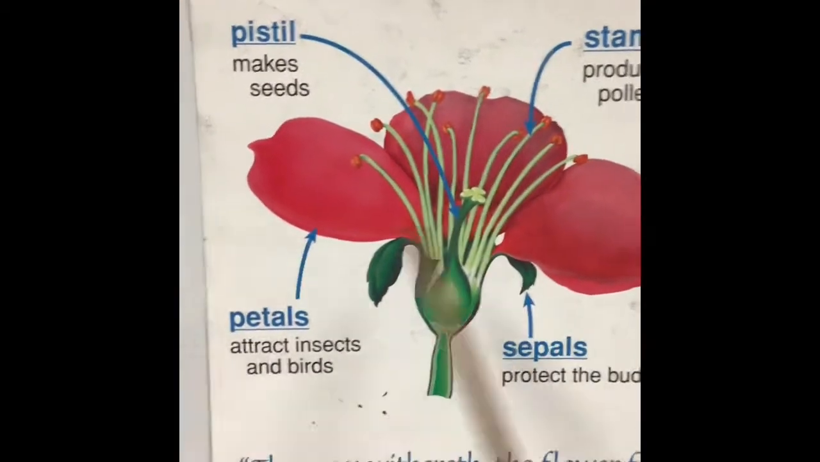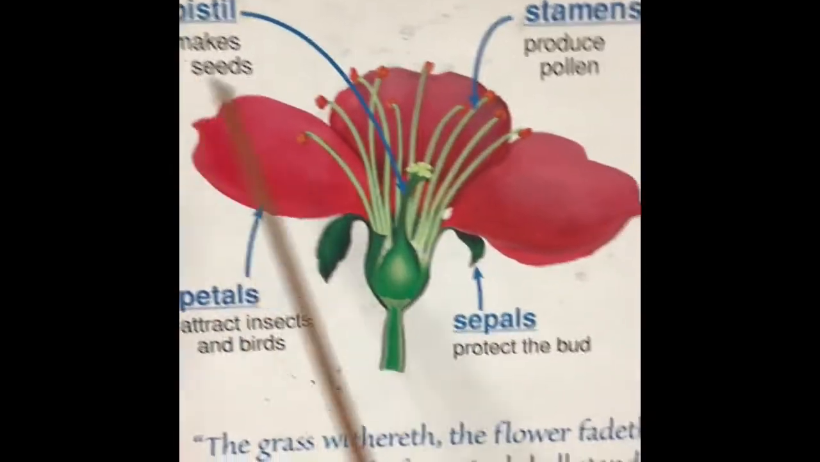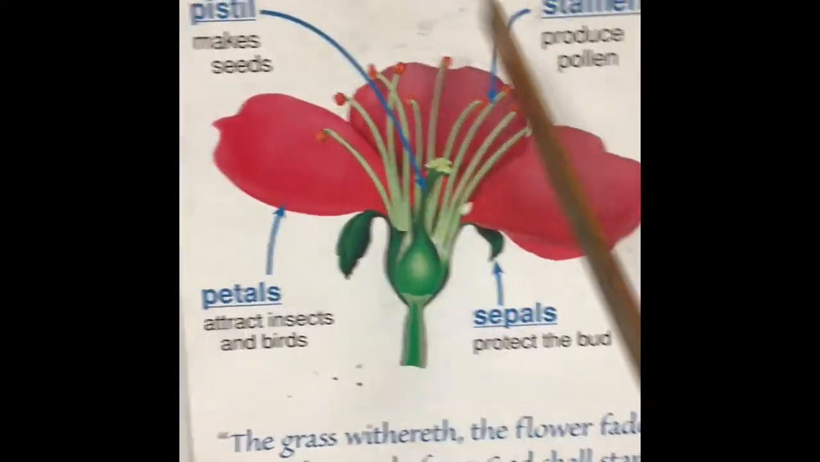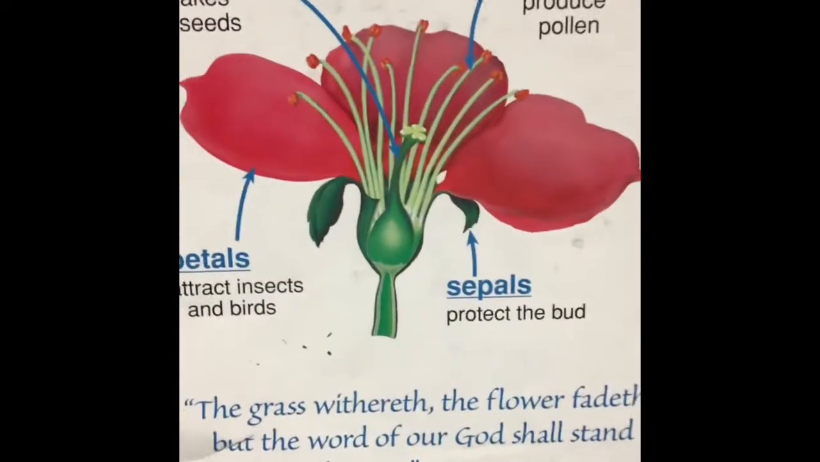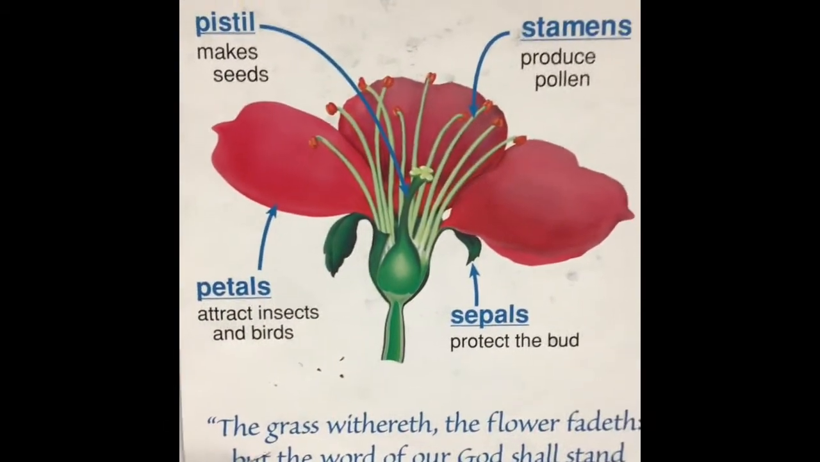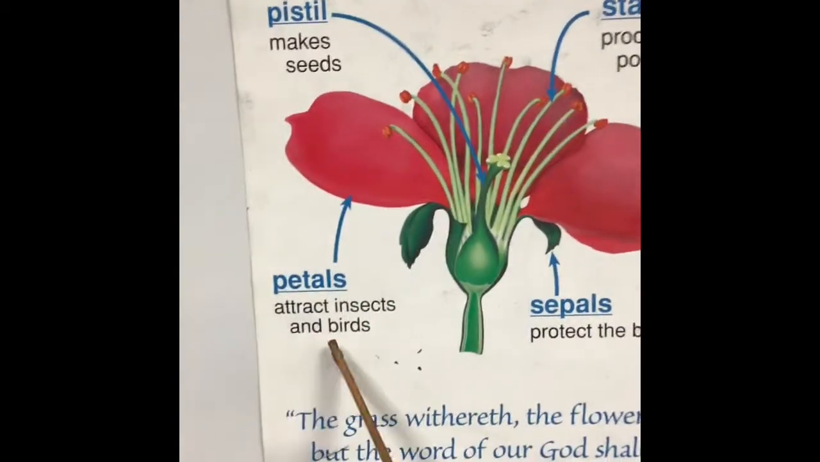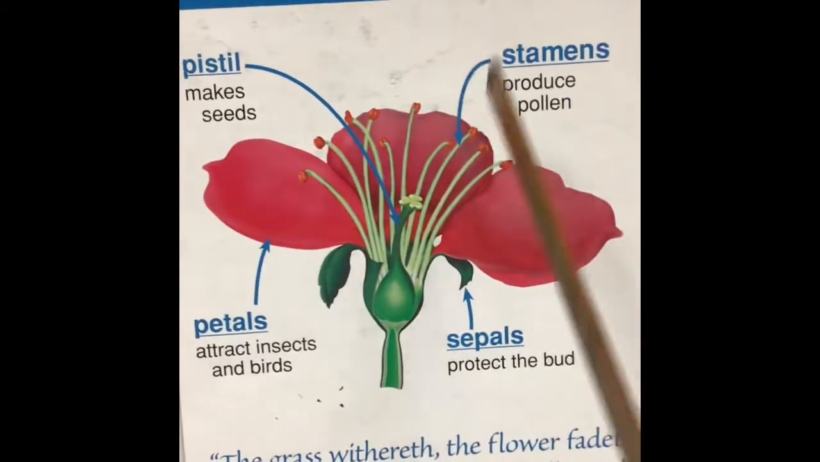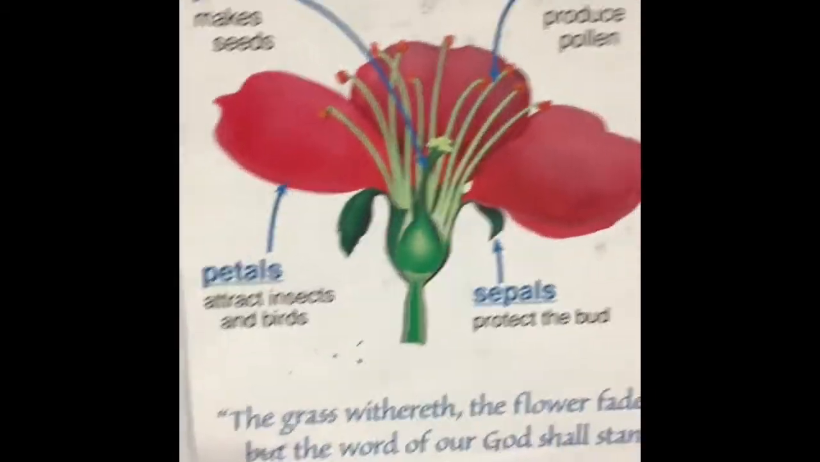So we say sepal, petal, stamen, pistil. Sepal, petal, stamen, pistil. If you practice it like that over and over, you'll get them all memorized because you're going to need to know these later. So again, sepal, petal, stamen, pistil.